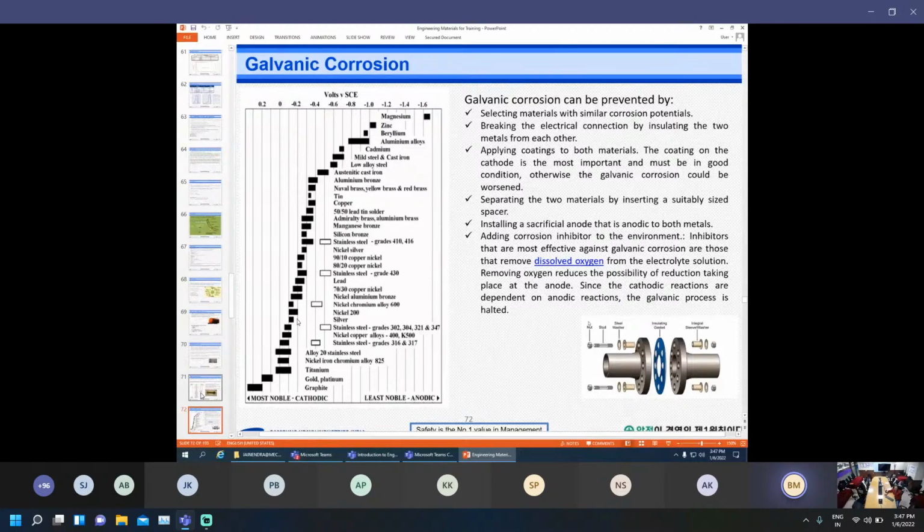Here on the right hand side, you can see what we do in industry: we give an insulating gasket. The insulating gasket separates the two materials of different potential, so the charge does not pass from one material to another. This is how in industry we take care of galvanic corrosion, by installing an insulating gasket. First is do not use it, but if by virtue you have to use it, then use the insulating gasket. Right?